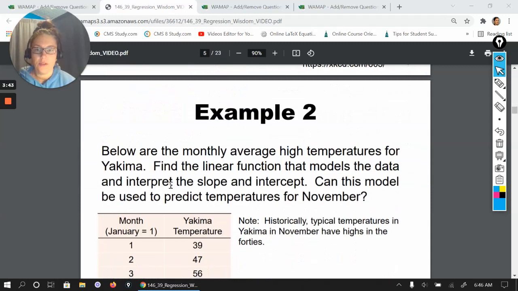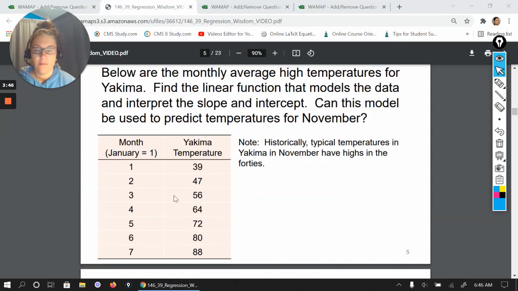Example 2. Below are the monthly average high temperatures for Yakima. Find the linear function that models the data and interpret the slope and intercept. Can this model be used to predict temperatures for November?